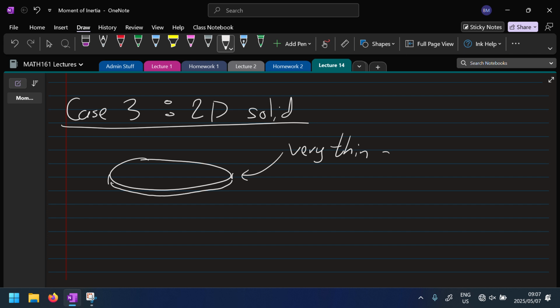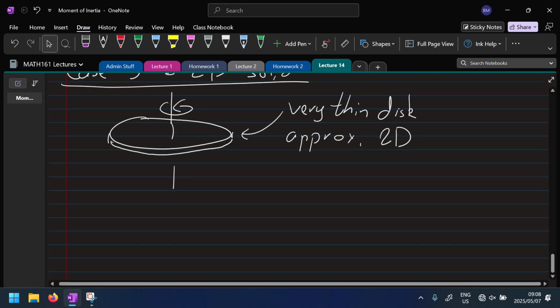So, a very thin disk. It's approximately 2D, which means the radius is much larger than the height, so we can approximate it as a 2D object. Again, we've got some axis going through this thing that it rotates around, same idea as before. And we want to look at the equation in this specific case.